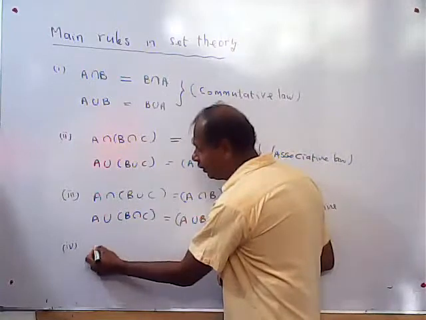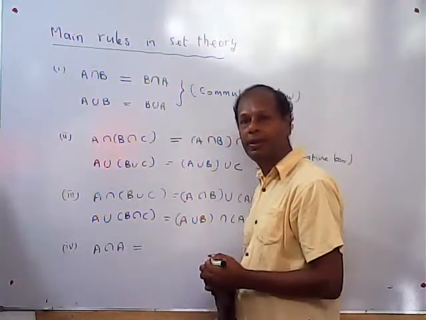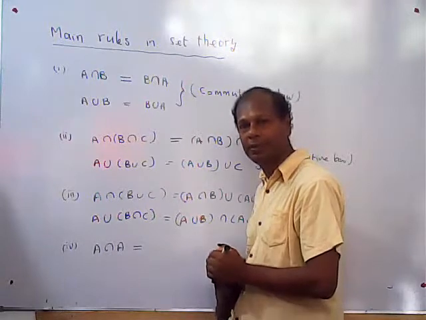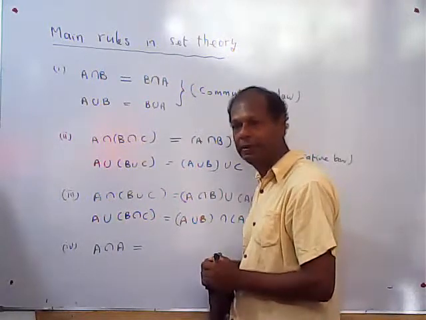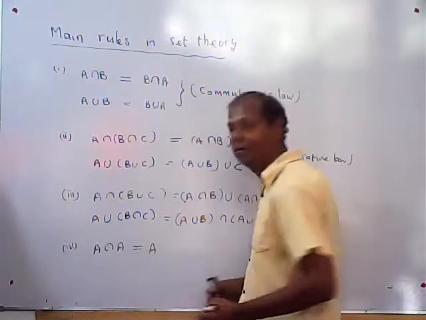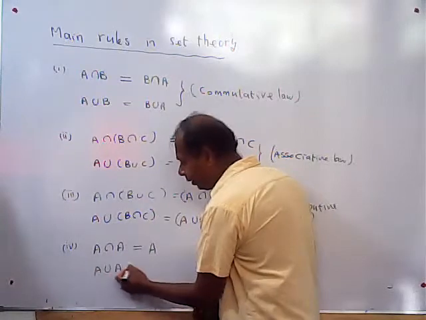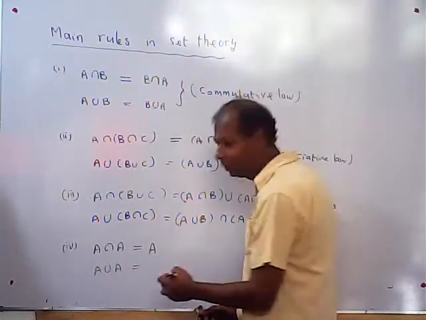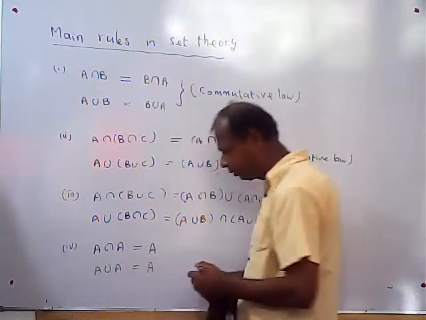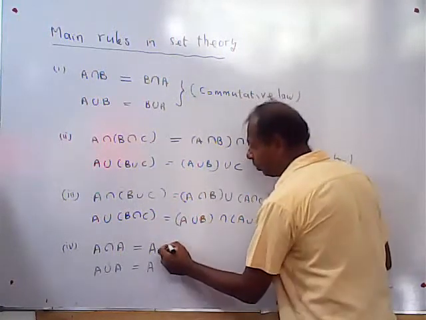A intersection A. You take A and put A into intersection with itself. A intersection A produces A itself. A union A again is equal to A. So this law is called the idempotent law.